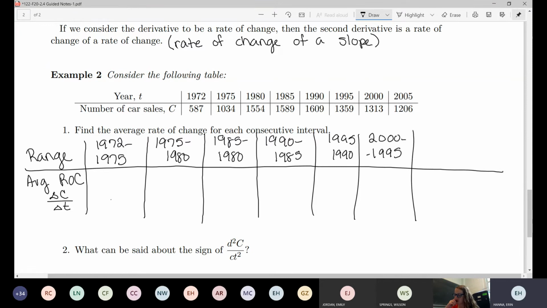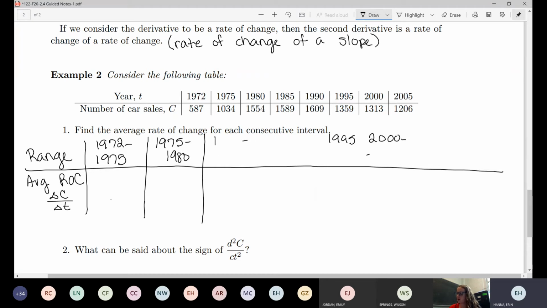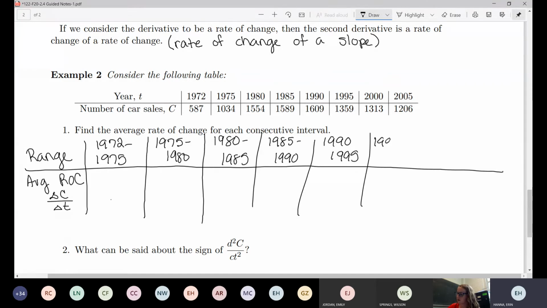I eventually started doing this backwards. Hold on. What have I done? Oh no, I messed up that far back. That's okay. 1980 to 1985. 1985 to 1990. Did I mess up? I don't know. No, I definitely messed up. 1995 to 2000. 2000 to 2005.